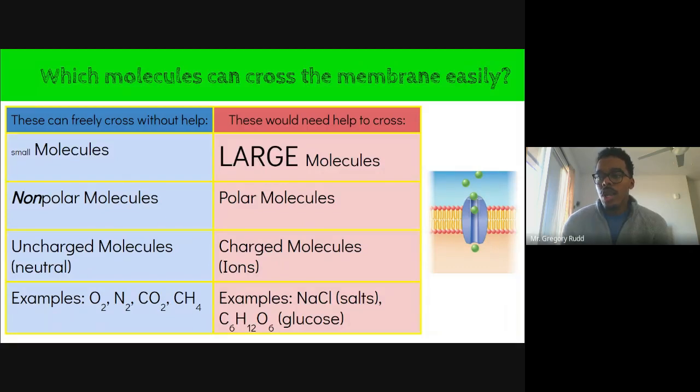Uncharged molecules, otherwise known as neutral molecules, don't carry an electrical charge. These molecules are able to move across the membrane without any help as well. And then there are some examples provided to you at the bottom: oxygen gas, nitrogen gas, carbon dioxide gas, and methane. CH4 is methane.